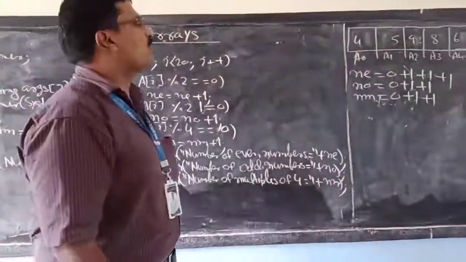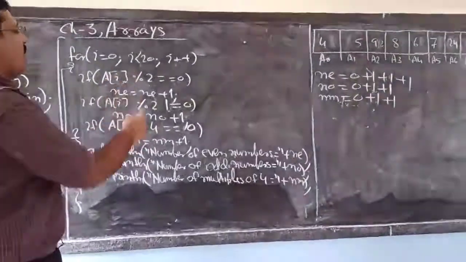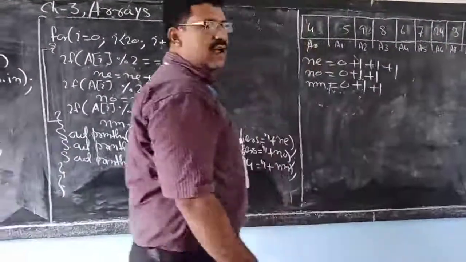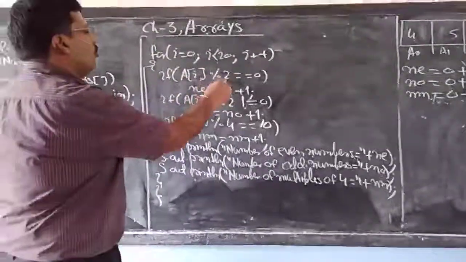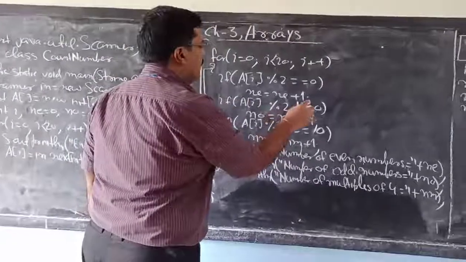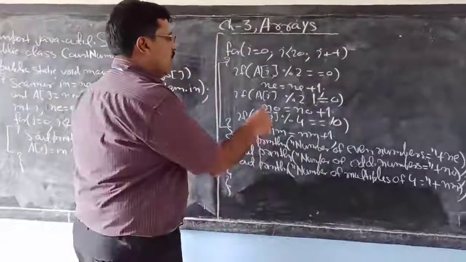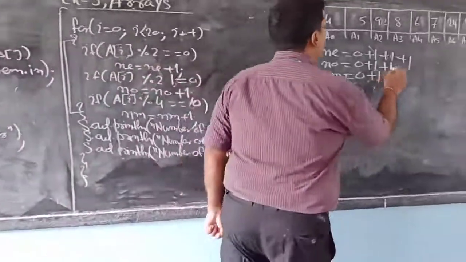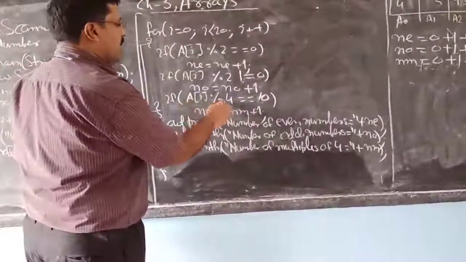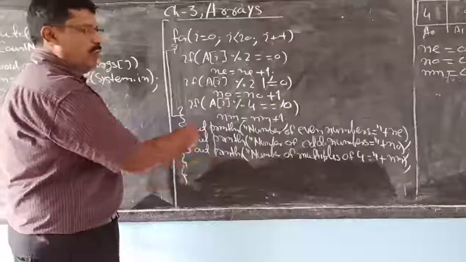Next time will be 5. Next time we got 5. If A5 plus what is there? 7 is there. So divide 7 by 2, remainder equal to 0? No. Divide 7 by 2, remainder is not equal to 0? Yes. So no plus 1. So it is an odd number. Now divide 7 by 4, remainder equal to 0? No. So no plus 1.